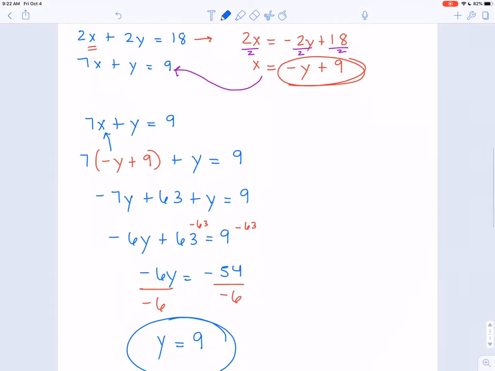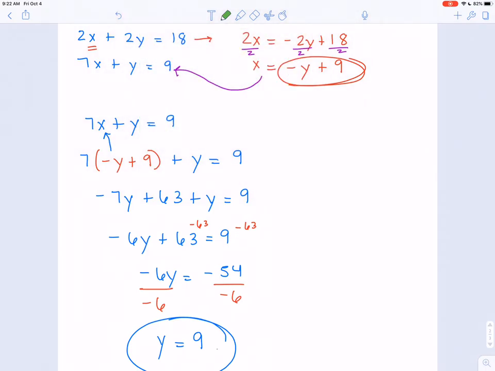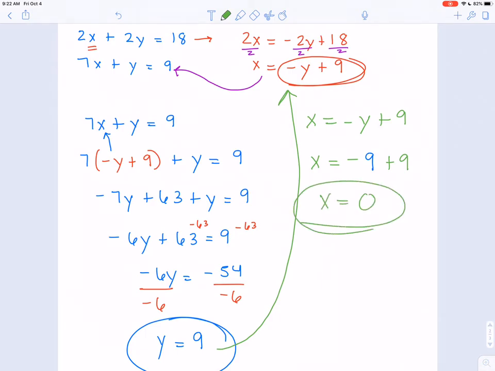So I want to make sure that I end up with a solution for x and a solution for y. But once I solve for one, I just go right back up here to the beginning, and I remind myself that x is equal to negative y plus 9. And so if I plug in the value of y that I just found, 9, then when I evaluate this, I see that x is equal to 0, and my ordered pair, my solution, once again I see, is the ordered pair of 0, 9.